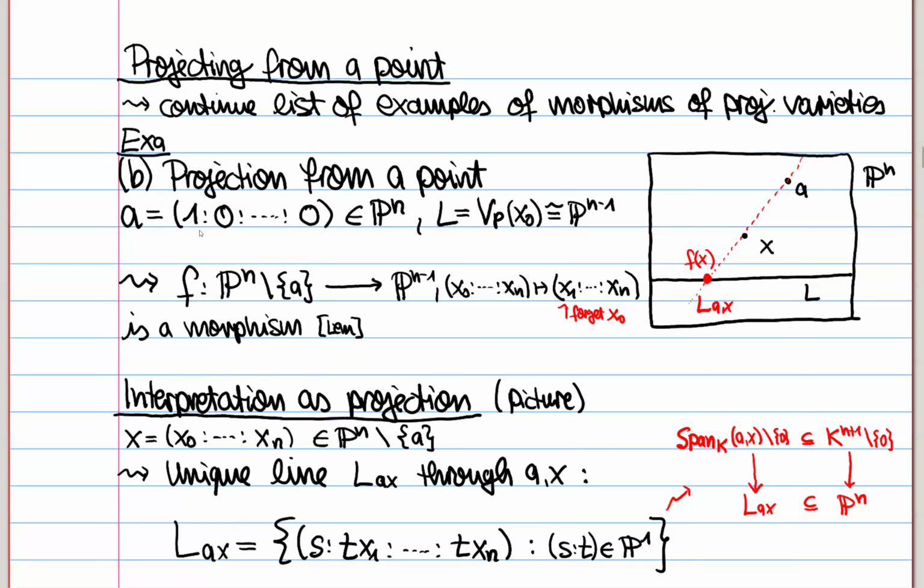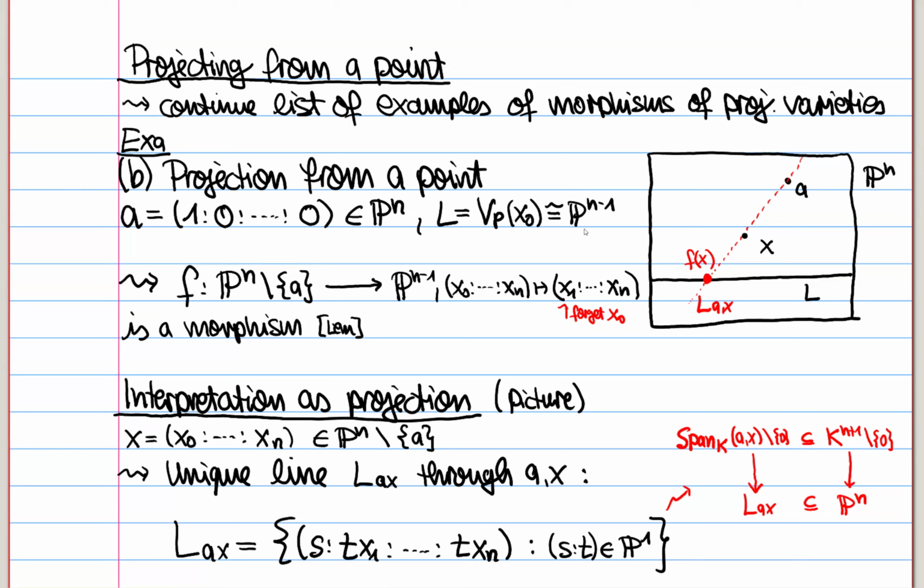Let's choose it to be this origin of U0. So somehow this is the point (1, 0, 0, 0, 0). And the affine coordinates on U0, this is just the origin (0, 0, 0, 0). So this is a point in P^n. And then we choose a hyperplane, which is in this case the hyperplane at infinity, the vanishing locus of x0, which we know is isomorphic to P^(n-1).